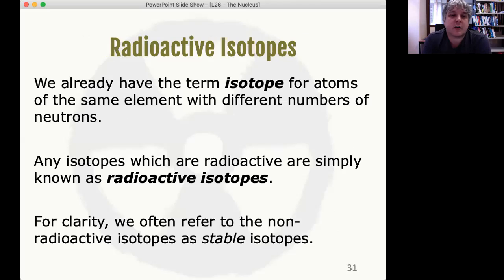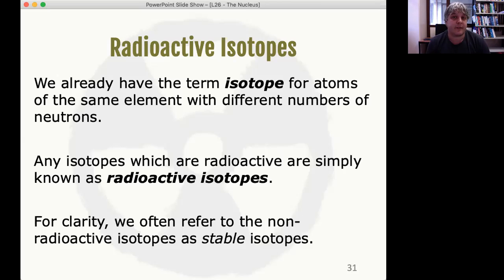We've already met the term isotope for atoms of the same element with different numbers of neutrons. Any isotopes which are radioactive are simply known as radioactive isotopes. We often refer to non-radioactive isotopes as stable isotopes. Remember, stable is the same word as we have in everyday life. It just means not going to change, not likely to change. So stable is quite happy to just sit there and not be affected, not change in any way. Stable isotopes are the same. They won't undergo radioactive decay, whereas radioactive isotopes obviously are the ones that are likely to.